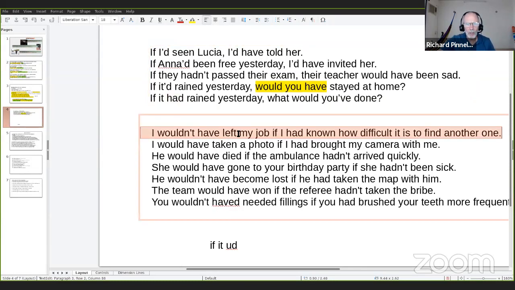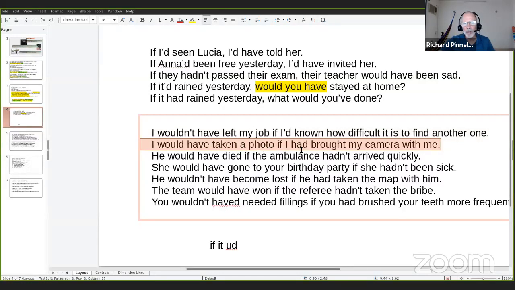Let's carry on. Some more examples that I'm going to read. I wouldn't have left my job if I'd known how difficult it is to find another one. I'm using the contractions again here. I would have taken a photo if I'd brought my camera with me.